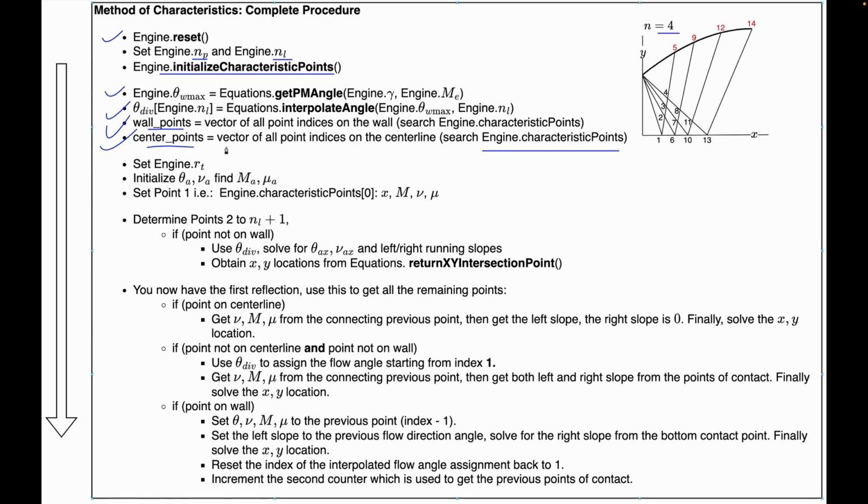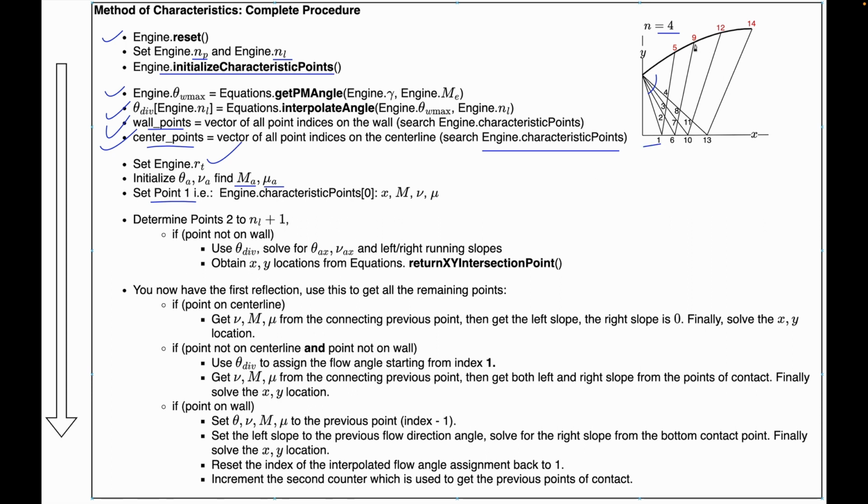You set the engine throat radius. You initialize theta A and nu A, which was that small angle. In my lecture, it was 0.19 degrees, and in the example too. So I used that, and then I got my Mach number along with the Mach angle. You can then proceed with setting point number 1, as I showed you in the lecture, where you have point A, you know the slope. You can use a tangent and then do it. Pretty simple.